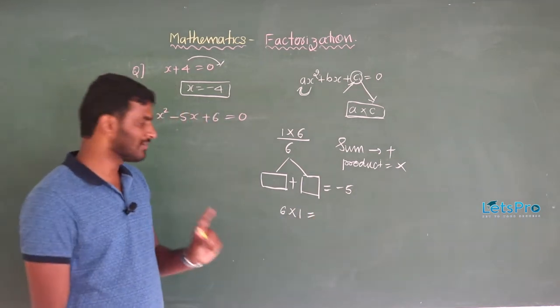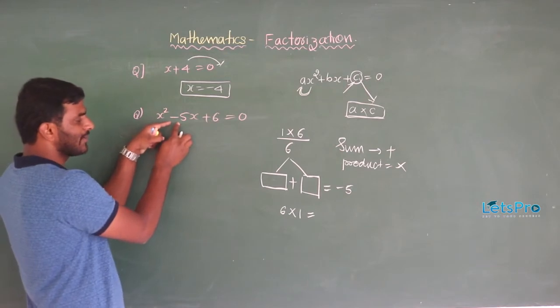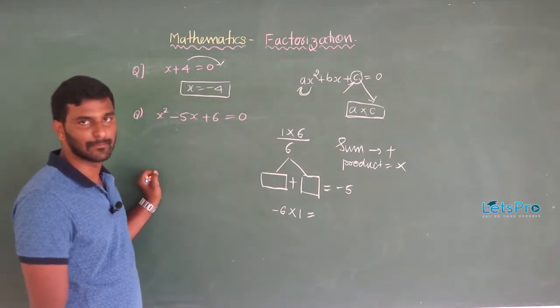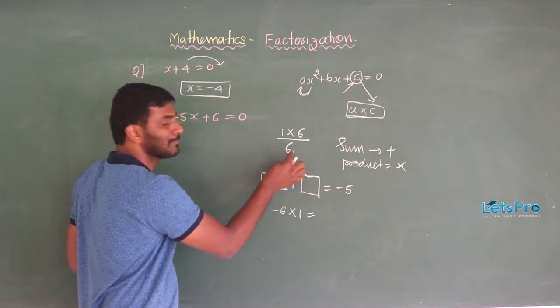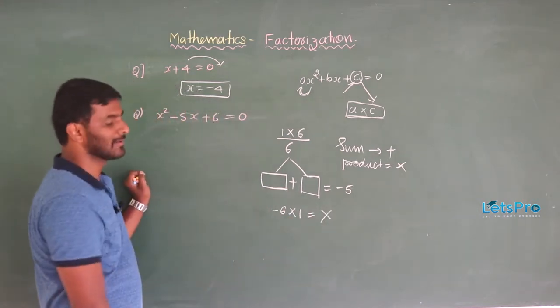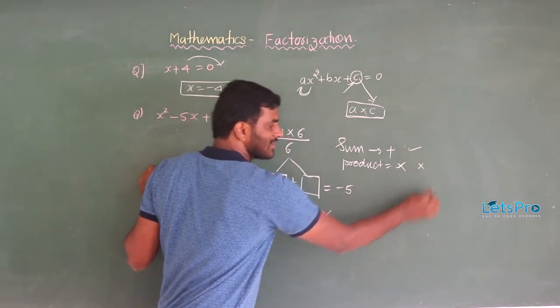6 into 1 is one factor pair. Taking the sign, the minus goes to the greater number, so minus 6 into 1. But minus 6 into 1 does not give plus 6, hence it is not possible. We get the middle number as the sum, but we are not getting the product.